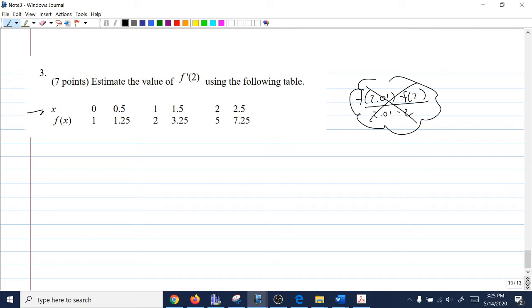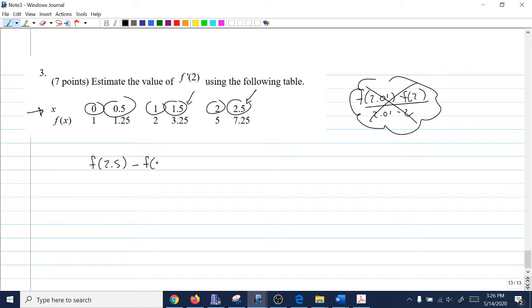Among all the x values that I know the f value for, I can plug in 0 and 0.5 and 1 and 1.5 and 2 and 2.5. What's the closest to 2? Well, 1.5 and 2.5 are tied for closest to 2. Which one should I use? They didn't give me instructions. I'm going to use both and split the difference.